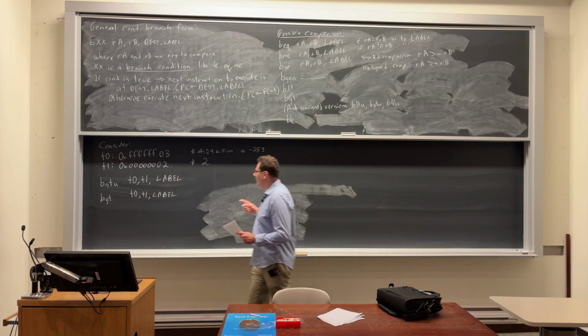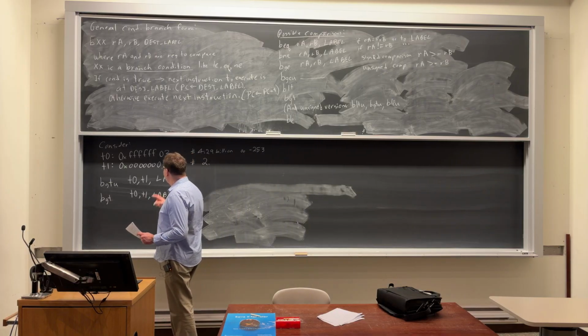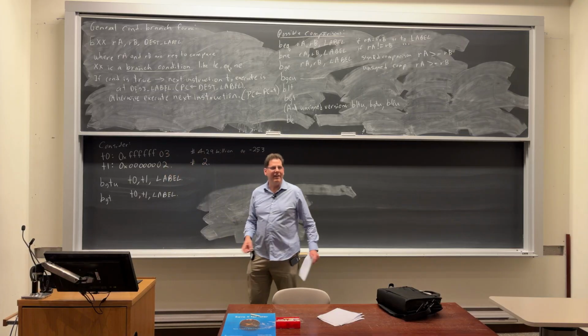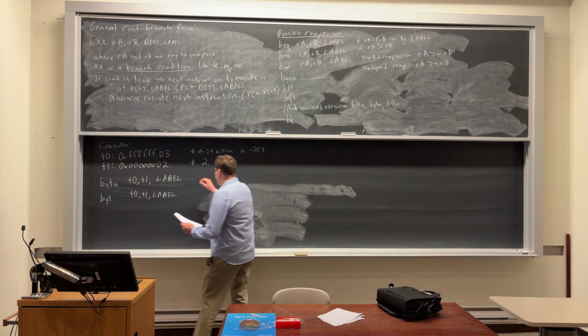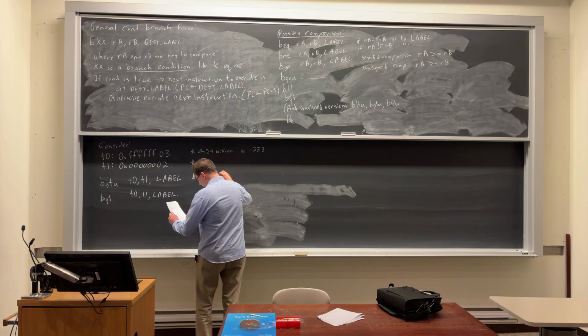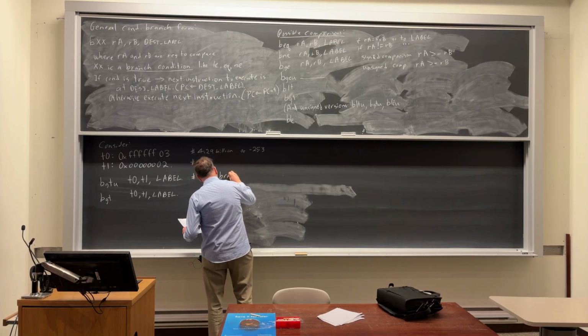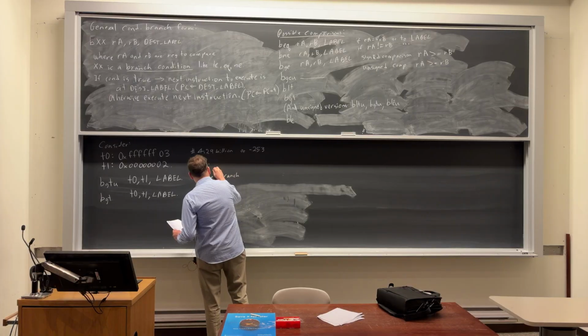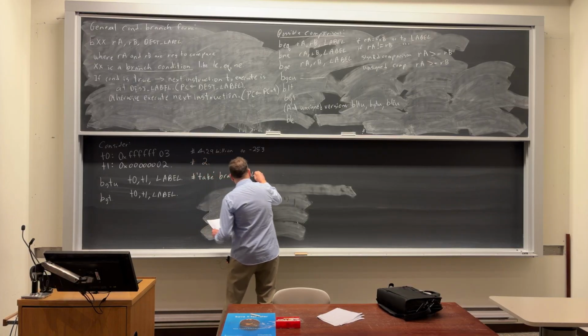I have to look at the values carefully again. So what do you think? Is this branch going to be taken or not? Okay, so this will be taken. So we'll take the branch to go to the label.